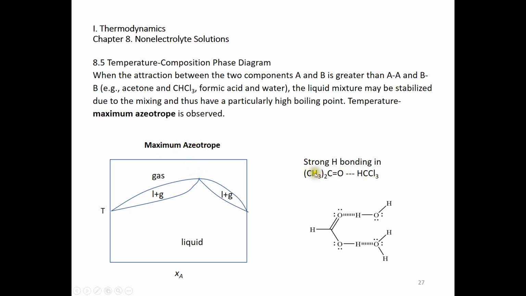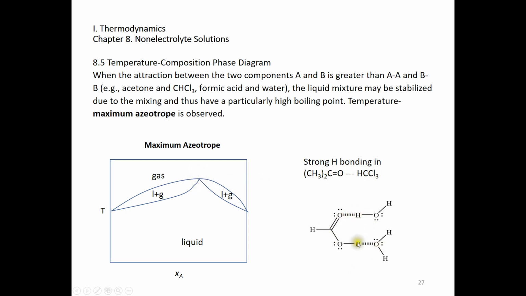Again, it's just because A and B attract each other, they stabilize each other in the liquid phase, more than what they can do to themselves. So that's why it's really stable in the liquid phase. It's very difficult to convert the liquid phase to the gas phase. That's why you have a higher boiling point, with the right composition.